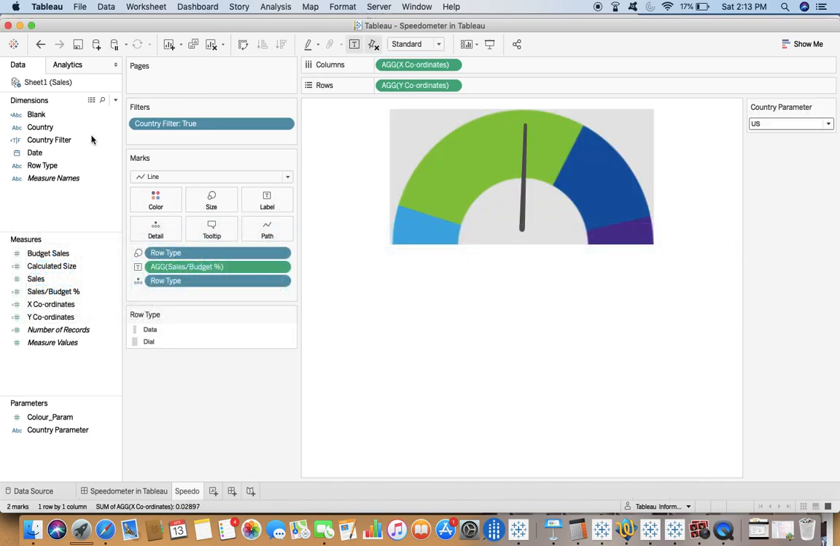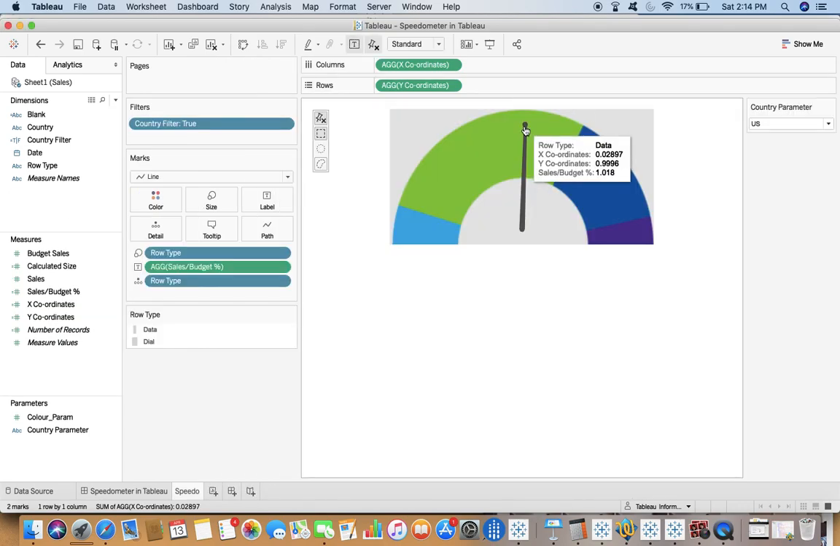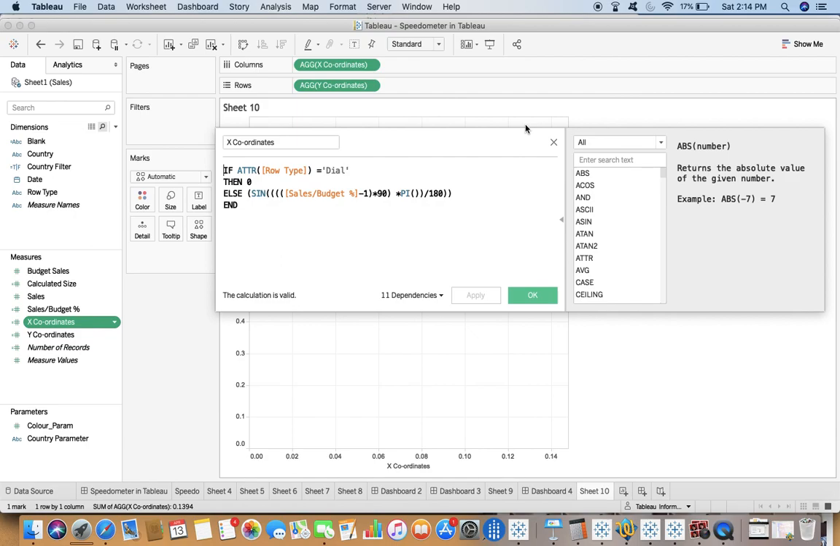In order to understand this, maybe we can take the example of US, because this is perfect. For this, sales by budget is almost 1. That means this ratio is almost equal to 1, 1 minus 1 is almost 0, and sine 0 is almost equal to 0 itself. So that's why you see the X coordinate as 0 over there, and cos of 0 is 1, and cos of almost 0 will be almost 1, that is 0.999. So positive will move like this, negative will move like this. This is how the calculation is working.